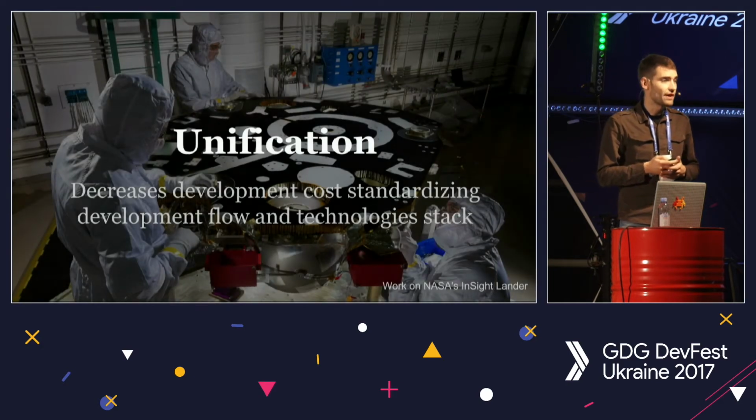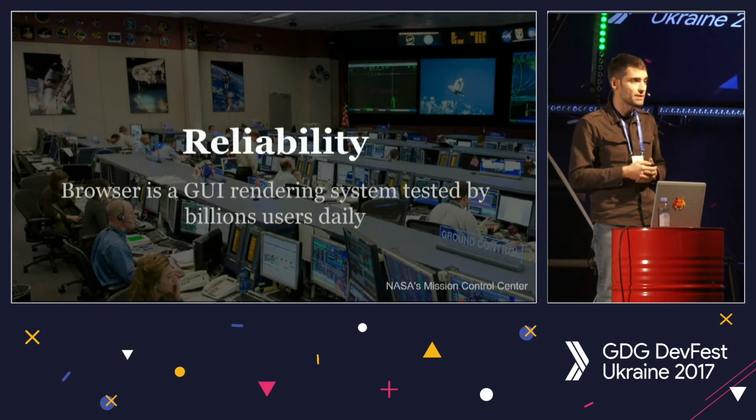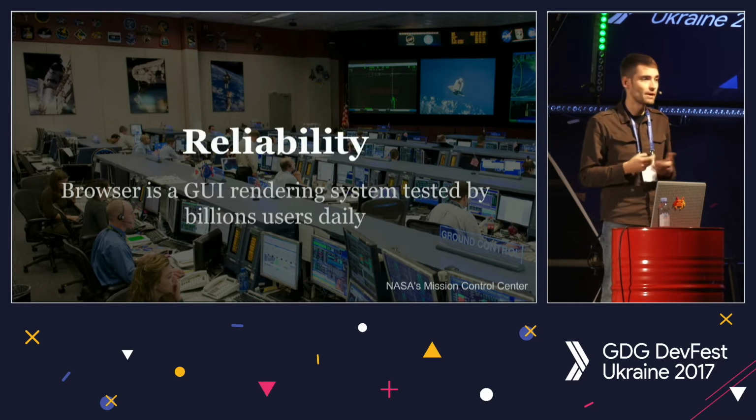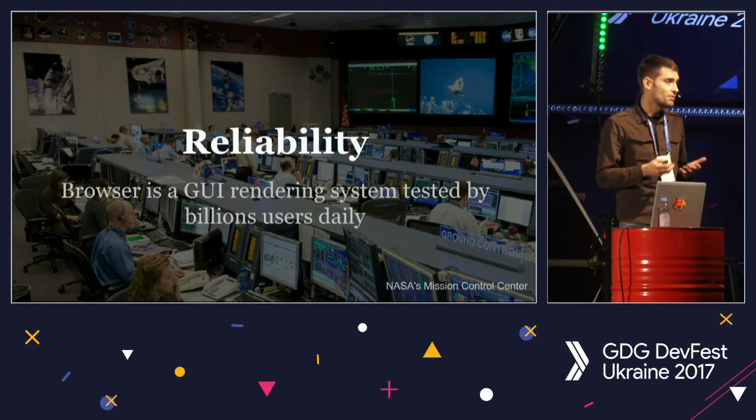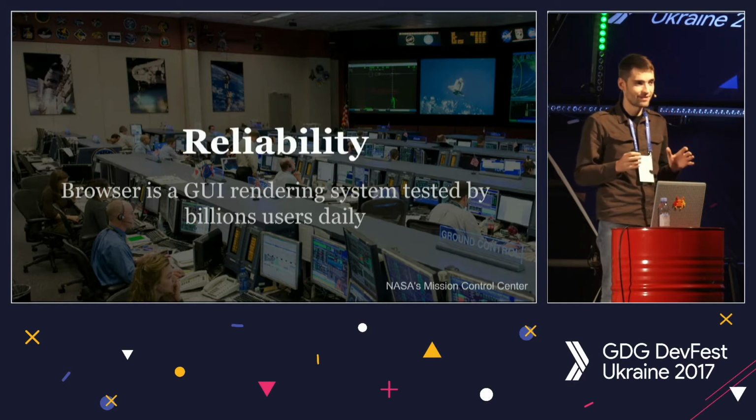And then unification can save some time and save some resources. And also reliability of a web platform. As I said, billions of users daily open billions of websites. It's super reliable, to be honest. Browser sucks sometimes in early fresh versions, but an overall platform is amazingly reliable.